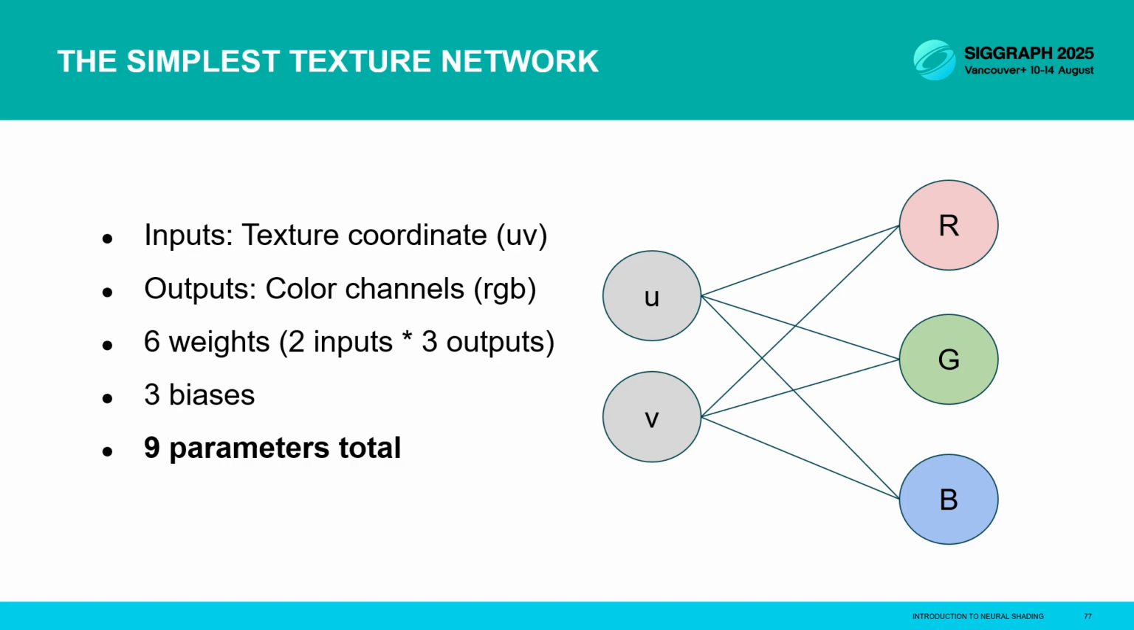To begin with, we're going to be looking at building the simplest possible texture network. In this system, we're going to be taking two inputs, the U and V we wish to sample, and we'll generate three outputs, the red, green, and blue components of the color. So on the left here, we've got our U and V inputs. These are fed into a red neuron to generate the red color, a green neuron to generate the green color, and a blue neuron to generate the blue color. So this network in total has got 6 weights and 3 biases. In other words, it's controlled by 9 floating point parameters.